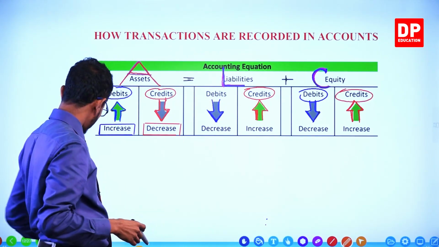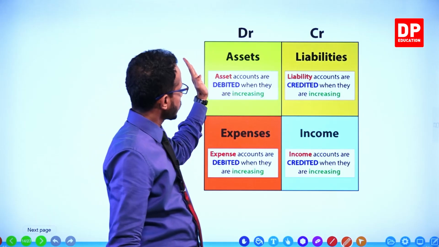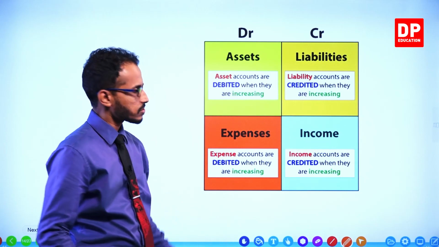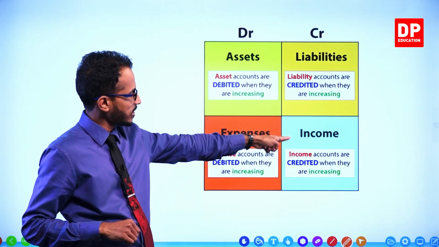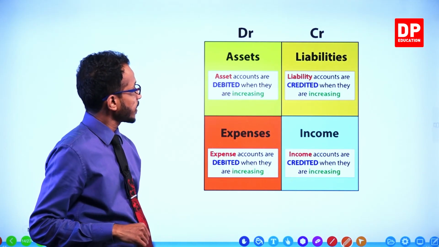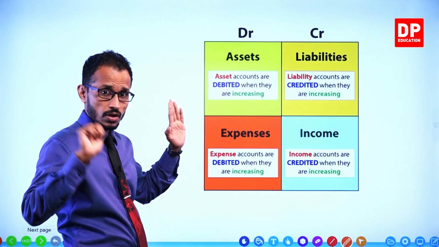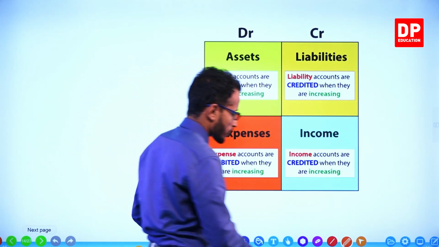I have even included this. Here is something that can be useful to you. Take a look at it. If you draw a square, divide the square into 4 boxes, right? In this big box, you have 4 small boxes. Assets and liabilities on top, expenses and income in the bottom. Now, as you must have noticed, there are 2 more items, expenses and incomes. Right? I'll make it easy for you.